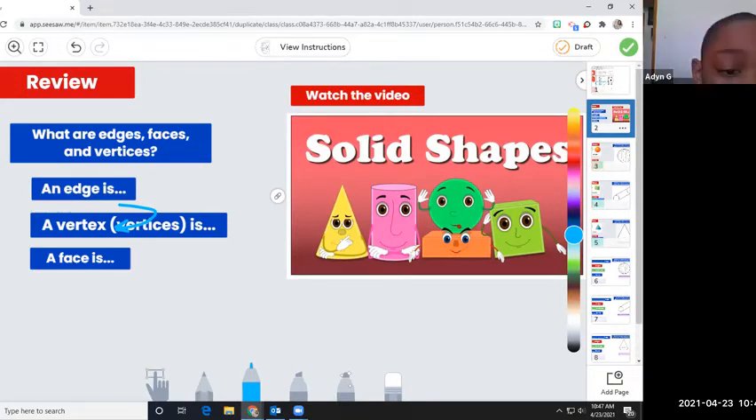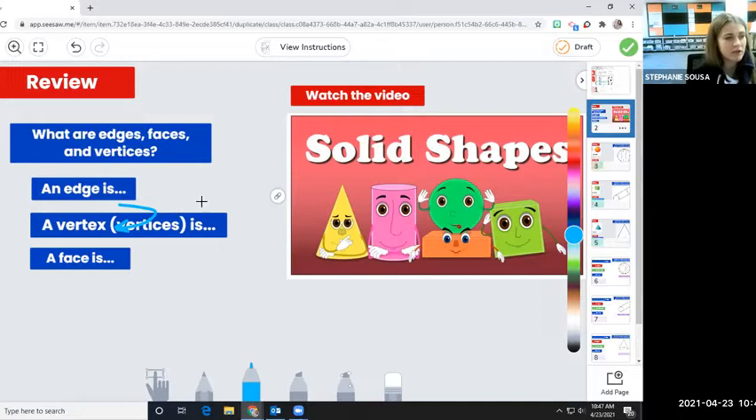So an edge is basically a point on a shape. That's a vertice. Y'all love vertices. The points, like here's a point and that's a vertice. Here's a point and that's a vertice. Here's a point and that's a vertice. Here's a point. Look, I'm going to highlight an edge.